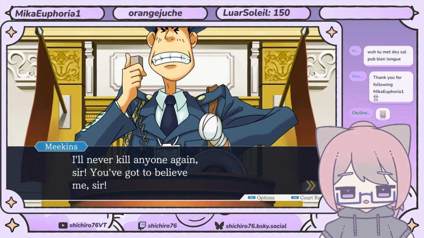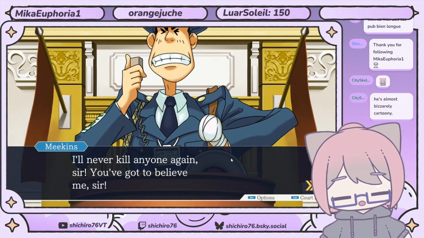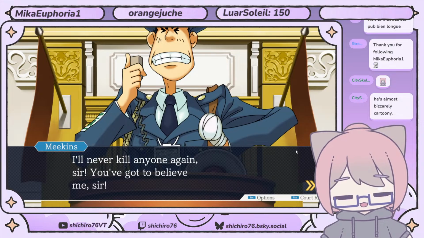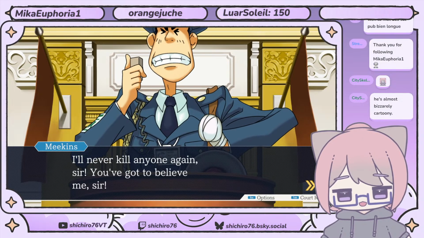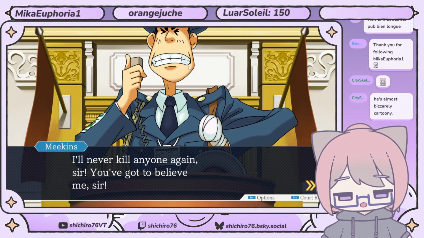Never kill anyone. Oh, please don't ever use that again. Kill people if you want, but please don't use that megaphone. My autism does not like that. Very sound sensitive. It's almost bizarrely cartoony, right? Look at that neck. How does it hold this shape? That's no head. That's just a shape.